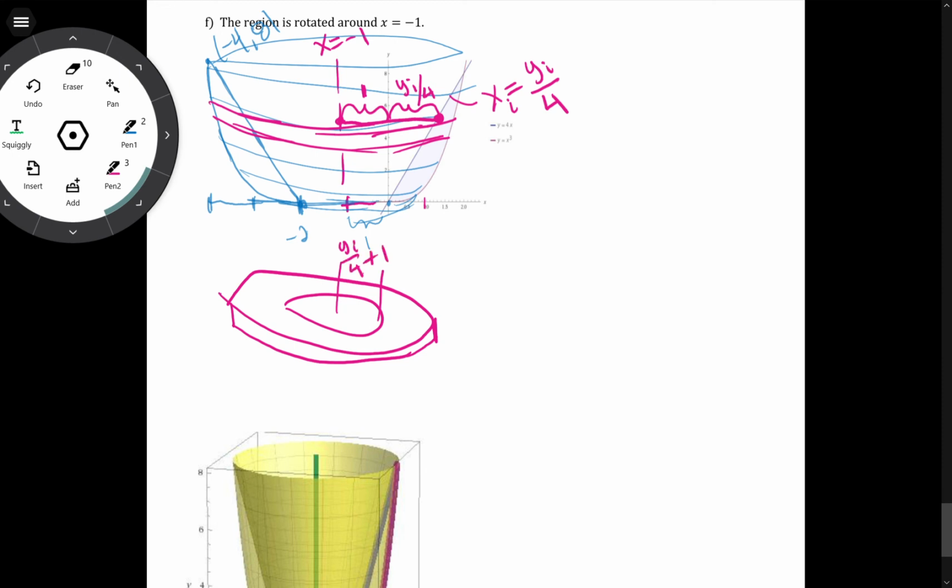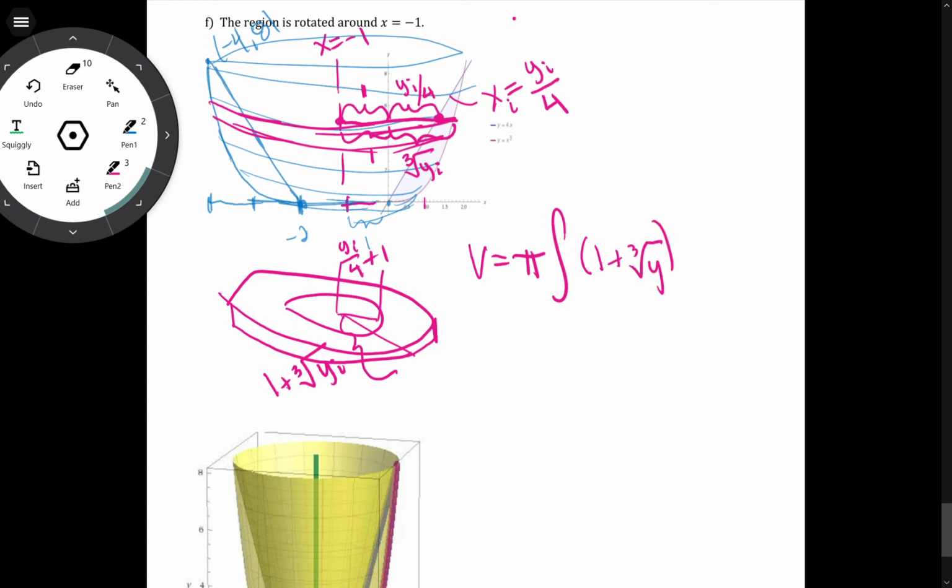The outer radius is determined by the outside curve. So now we need to take the cube root of y and add that to our 1. So the outer radius is 1 plus the cube root of y sub i. So our volume is going to be pi times outer radius squared minus inner radius squared. And we're going to start at 0 and we're going to stop at 8.